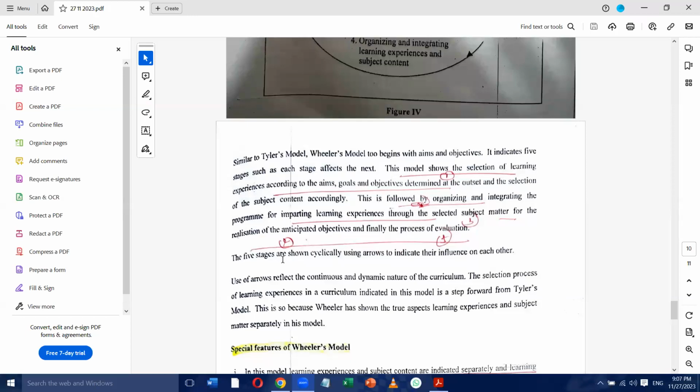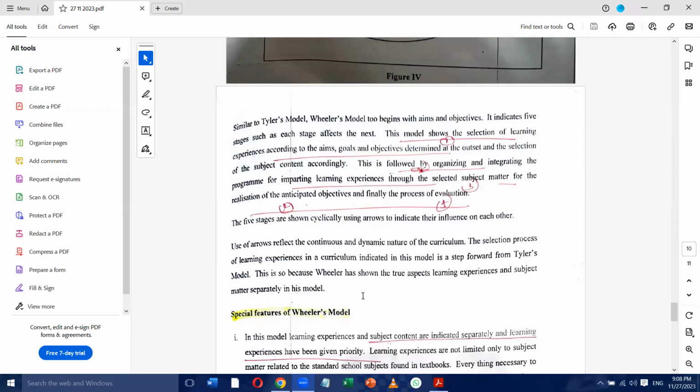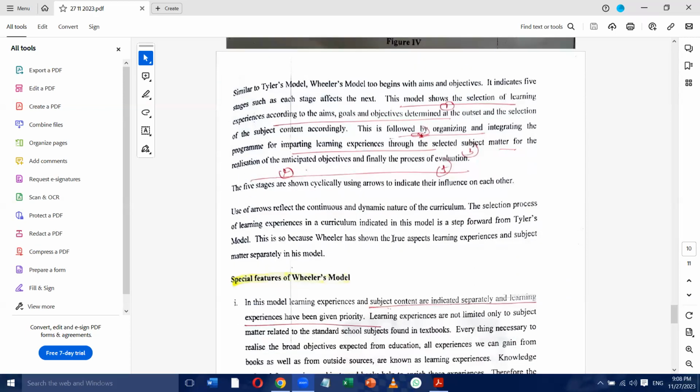The 5 stages are shown cyclically using arrows to indicate their influence on each other. If a part of the cycle is removed or broken, the cycle is incomplete. It won't work like that. So the use of arrows reflects the continuous and dynamic nature of the curriculum. That's it: the selection process of learning experiences in a curriculum is indicated in this model.